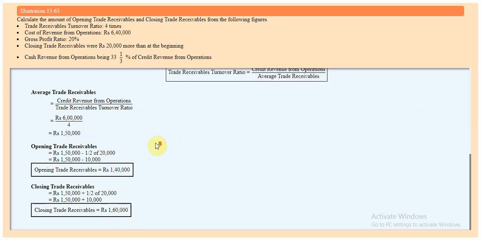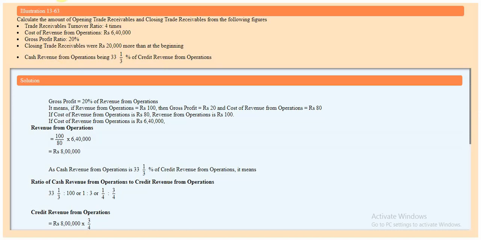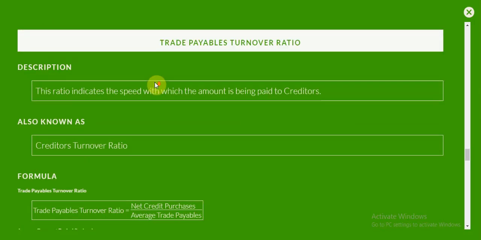You will be familiar with that method also. So we have calculated what we are asked to do: opening trade receivables and closing trade receivables as rupees 1,40,000 and 1,60,000. With this, we are done with the sums for trade receivables turnover ratio. We will move to the next ratio now, which is the trade payables turnover ratio.